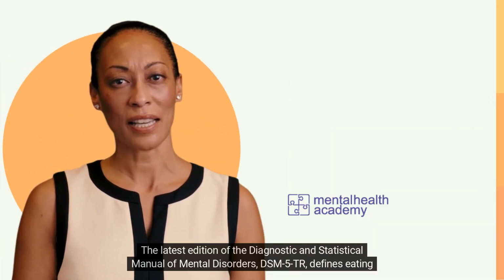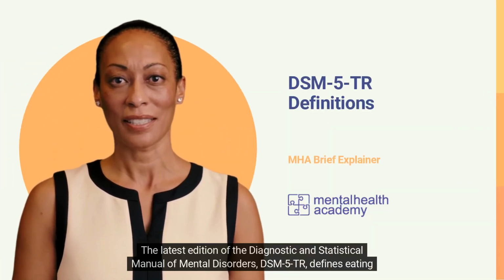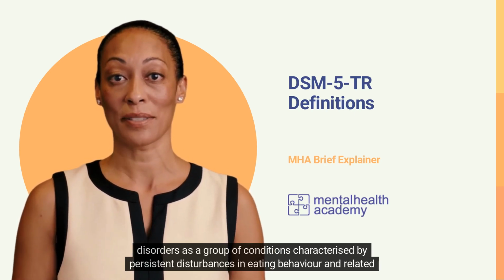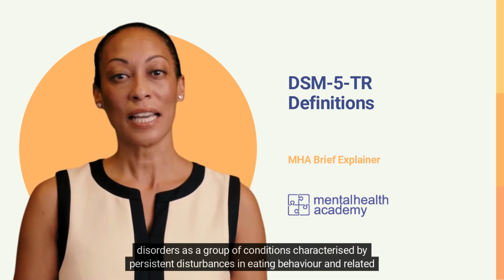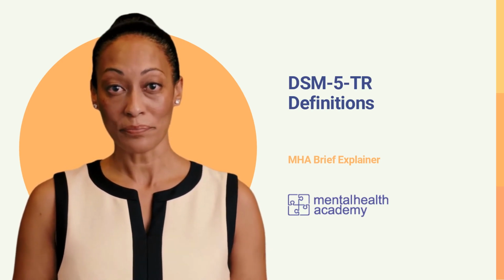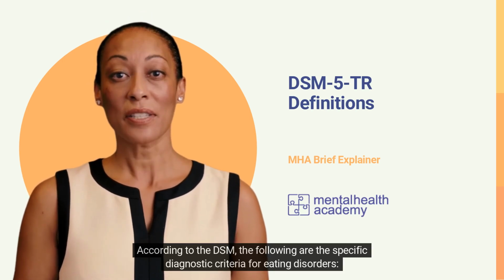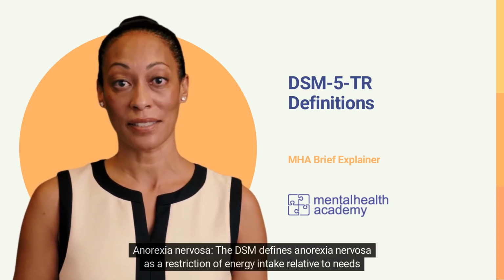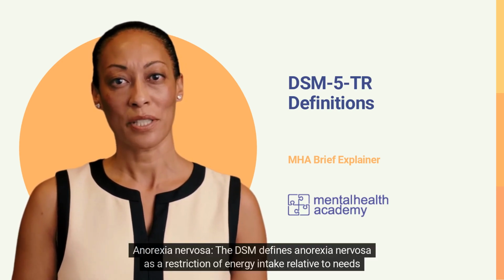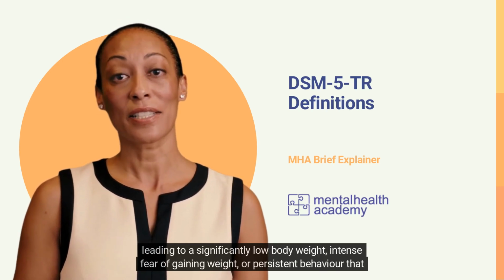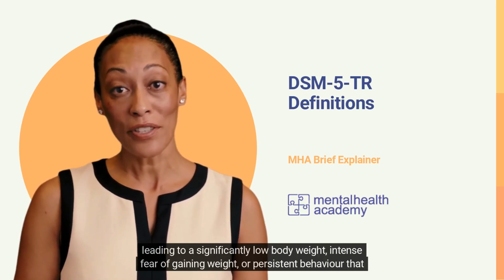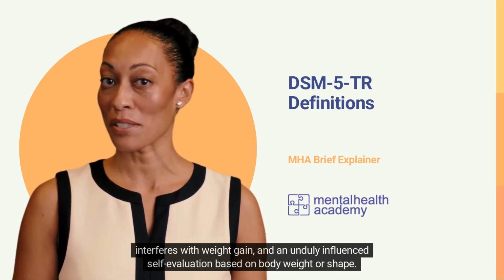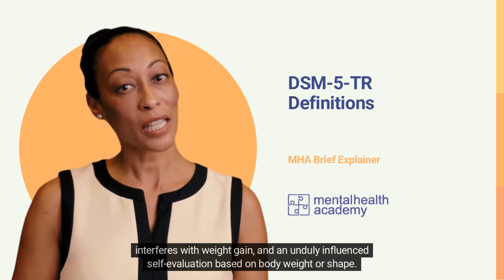The latest edition of the Diagnostic and Statistical Manual of Mental Disorders, DSM-5-TR, defines eating disorders as a group of conditions characterized by persistent disturbances in eating behavior and related thoughts, feelings, and behaviors. According to the DSM, the following are the specific diagnostic criteria for eating disorders. Anorexia nervosa. The DSM defines anorexia nervosa as a restriction of energy intake relative to needs leading to a significantly low body weight, intense fear of gaining weight, or persistent behavior that interferes with weight gain, and an unduly influenced self-evaluation based on body weight or shape.